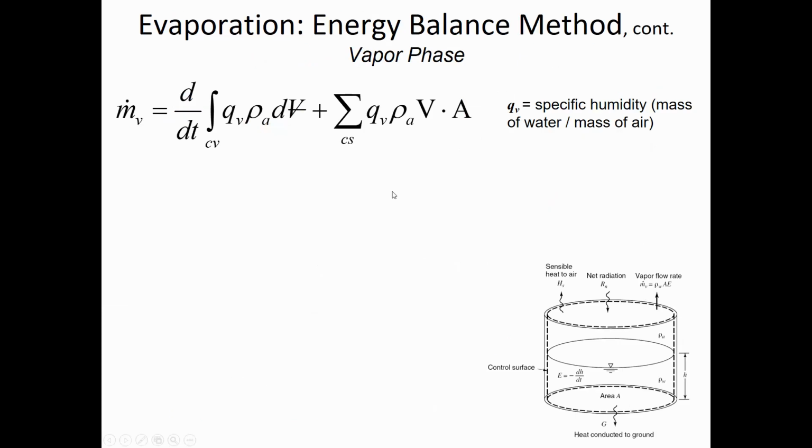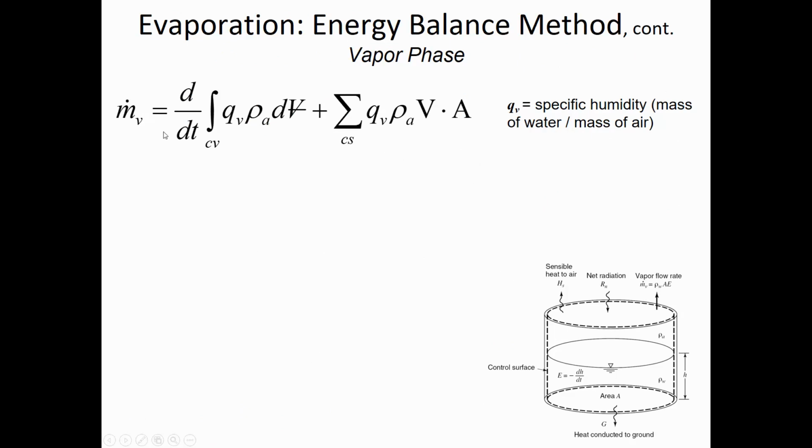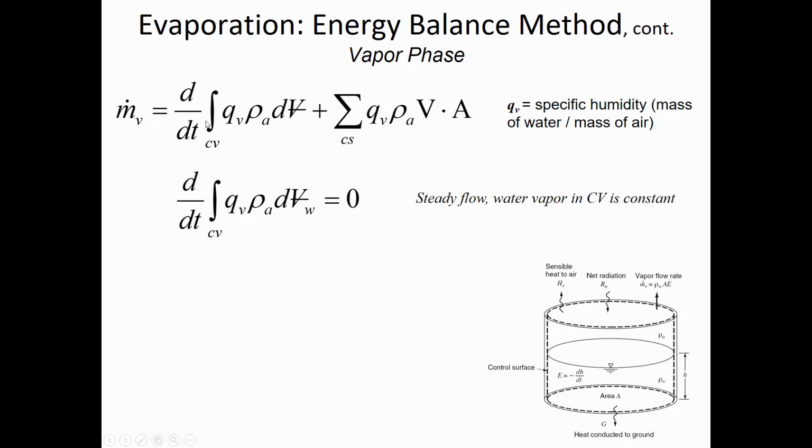That's in the liquid phase. Now in the vapor phase, it's that same m dot, the same amount of mass that was here as a liquid is now as a gas, and we're going to assume steady conditions. So the rate of change is equal to 0, and so it's all accounted for by some specific humidity. And specific humidity, this q sub v, is the ratio of the mass of water relative to the mass of air.